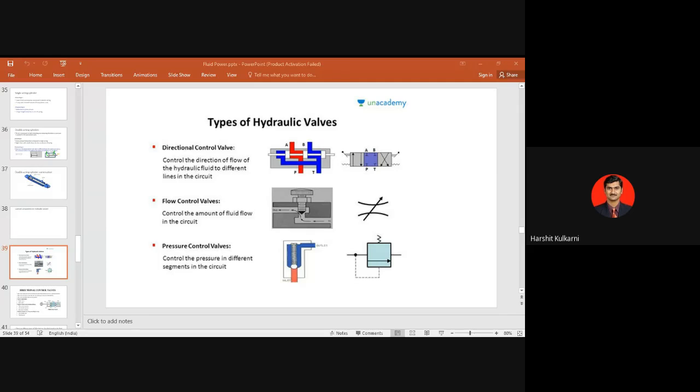Is it clear? Also, we will be sharing the soft copies of two books. One is Fluid Power by Anthony Esposito, and another is Fluid Power by Andrew Parr. These two books are really good, and you can prepare your own notes.